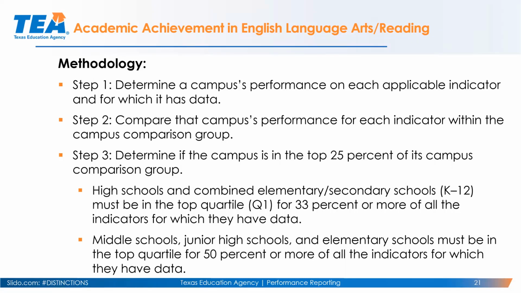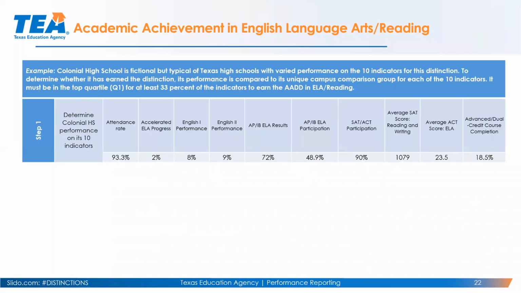This methodology also applies to academic achievement distinctions in math, science, and social studies. I'll talk about those shortly. But continuing on with ELA reading, how is this calculated? So here's an example of how we would calculate this for an example high school to illustrate the methodology.